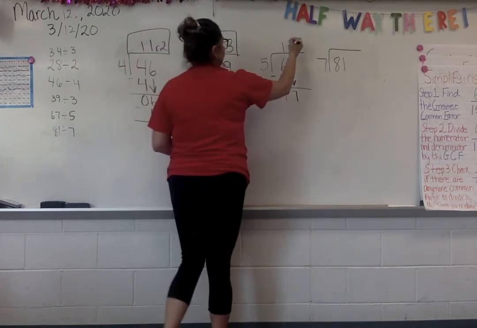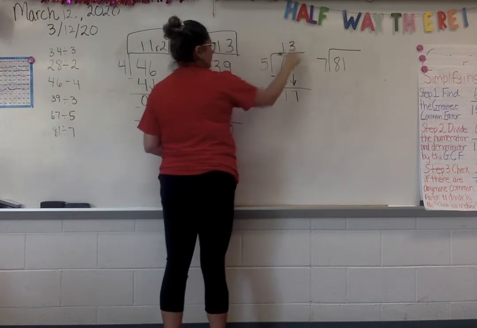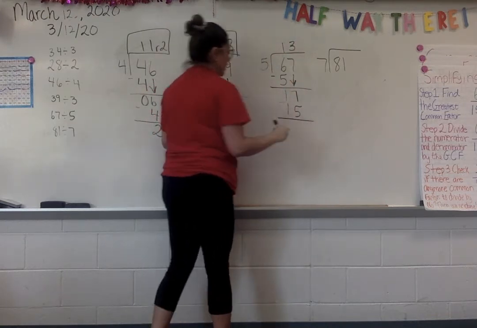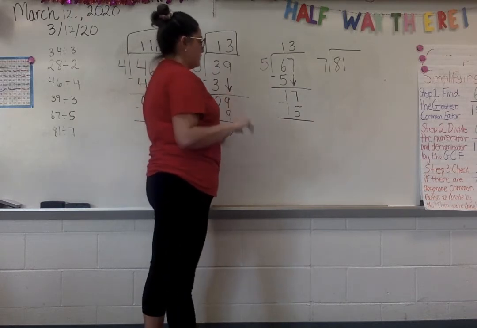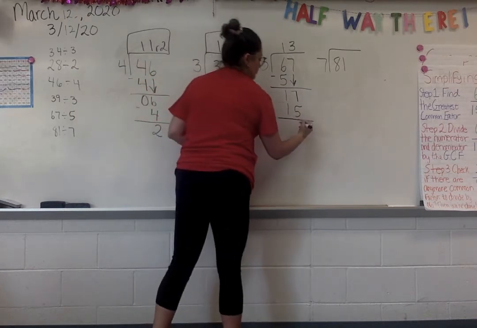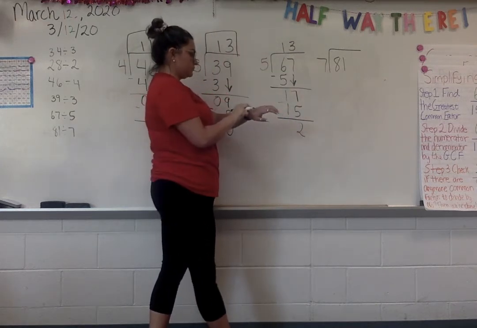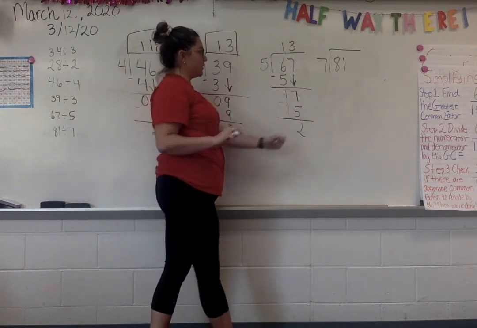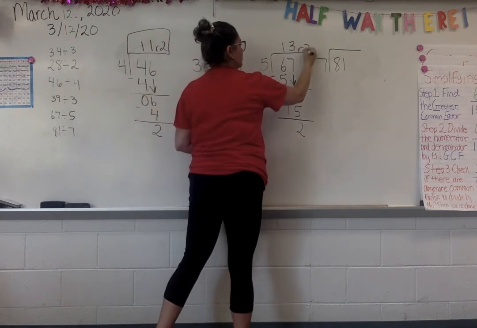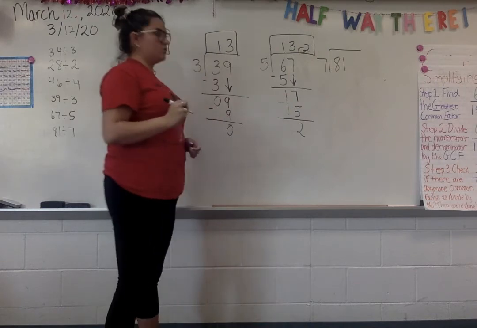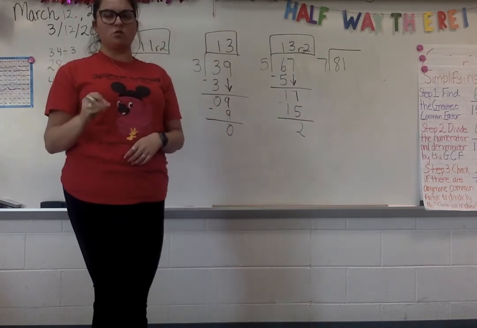So I'm going to put my 3 here. 3 times 5 is 15. Then I will subtract 17 minus 15, which will give me 2. And I have nothing else to bring down, so my remainder would be 2.